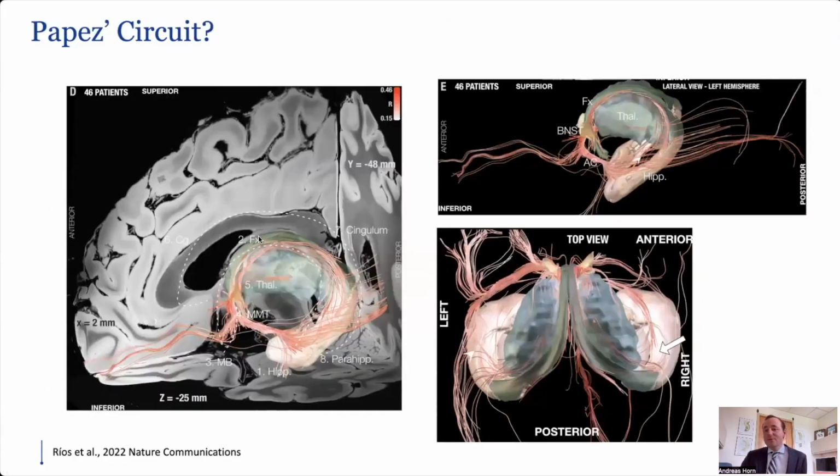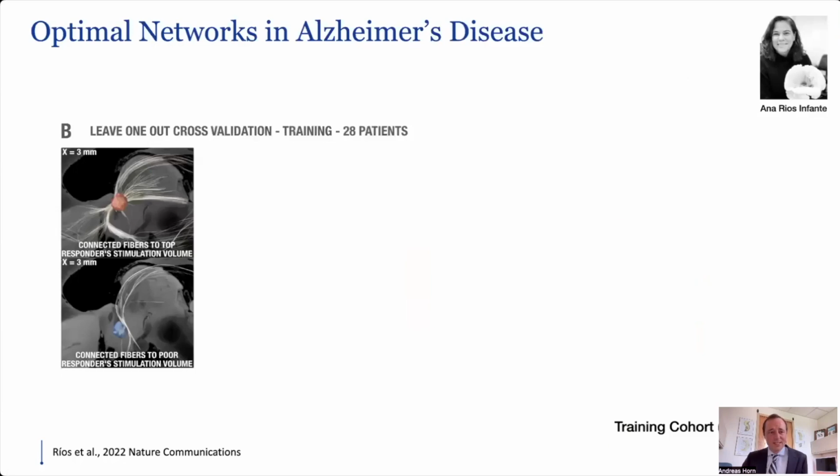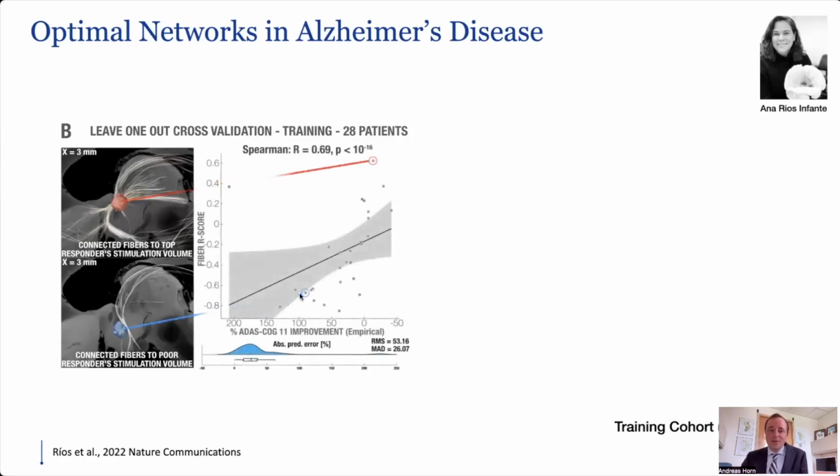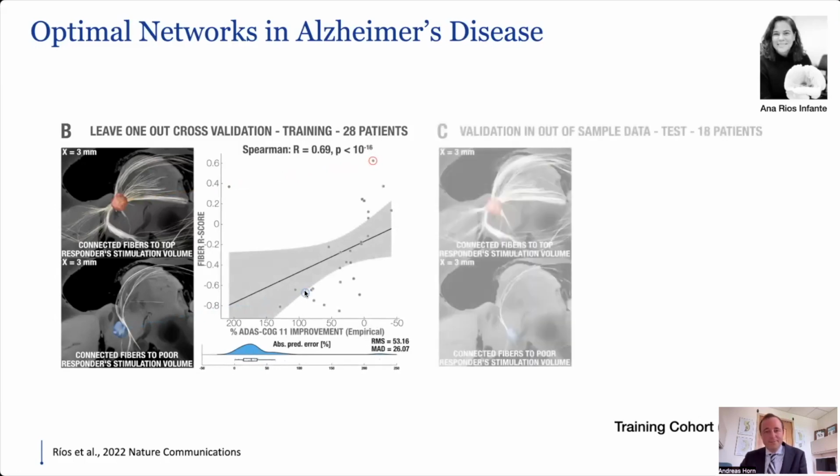Again, this maps beautifully to the Papez circuit. And if we look at specific cases, we carried out leave-one-out cross-validation of this. Some would modulate the tract, some don't. And these really correlate with clinical improvement. So the more patients activated all these fiber tracts that were identified, the better the improvement, and the opposite.